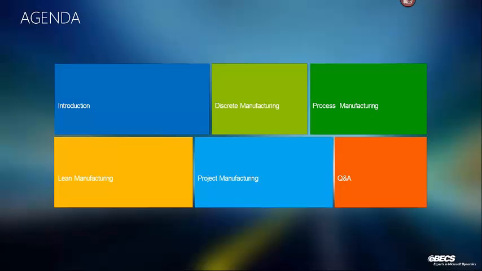This is just our agenda for what we're going to be covering over the next hour. We'll do a quick introduction. I'll introduce myself and what the main topics are that we'll be looking at. And then we're going to dive into each section of manufacturing in AX. That's going to be discrete, process, lean, and project. When we think of manufacturing in Dynamics, those are really the four main areas that we typically see companies using functionality. And then at the end we can open it up for some Q&A.